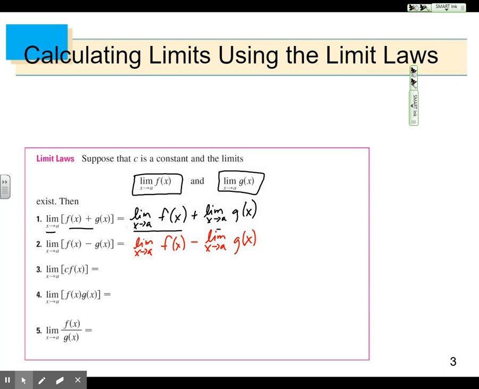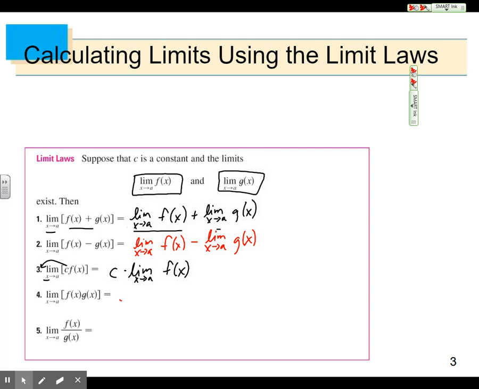If I have the limit of a constant times a function, then this constant can come out in front, since it doesn't have anything to do with this x as it approaches a. So I could just do c times the limit as x approaches a of my function. We'll use that some today. There's definitely a shortcut around it that you'll probably pick up on.